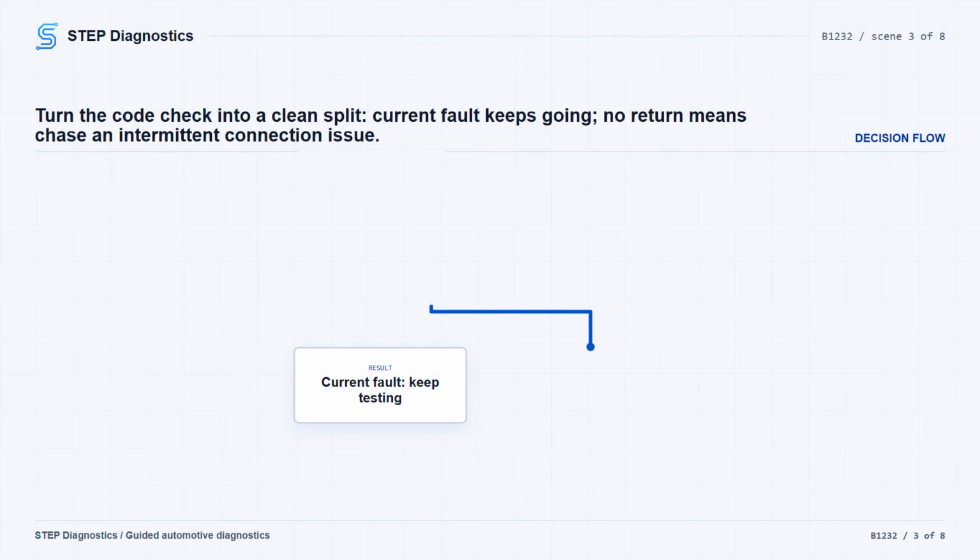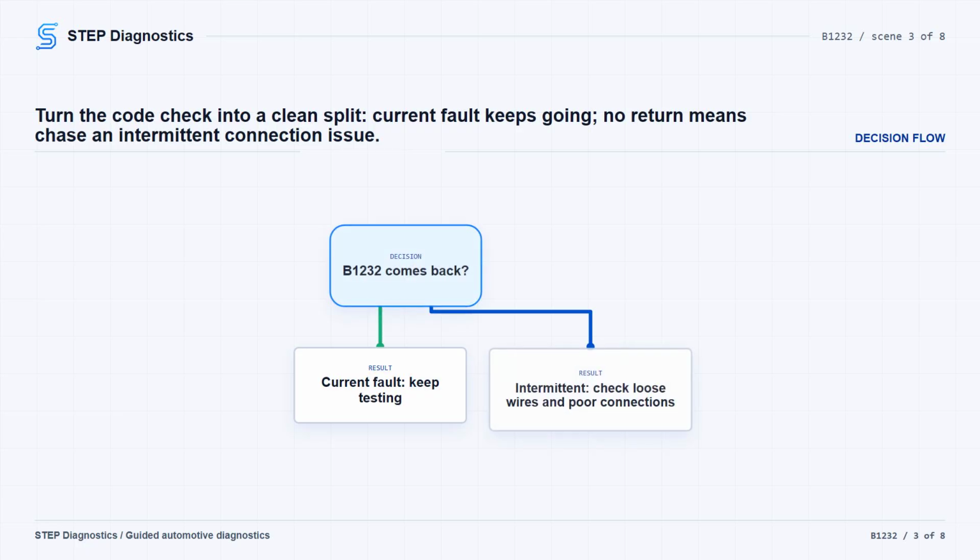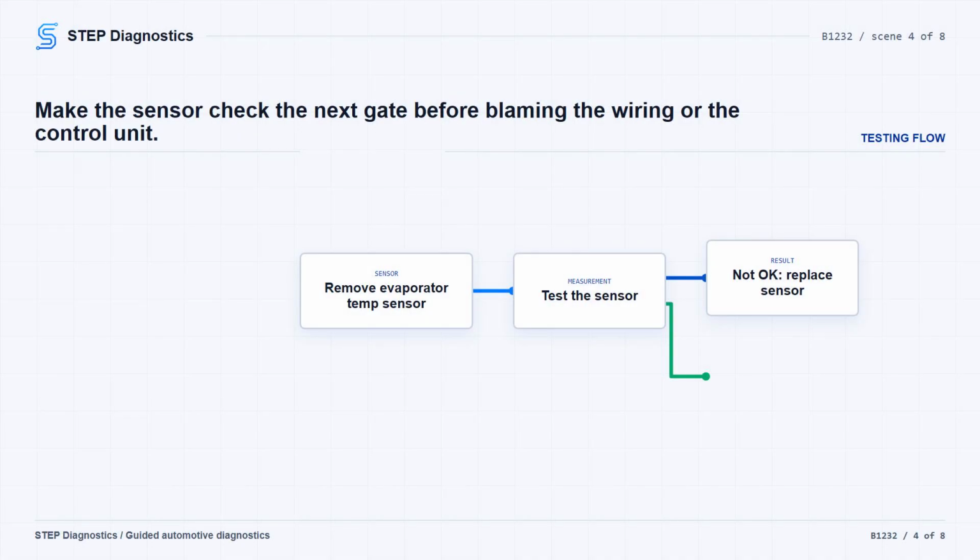If B1232, or the companion indication used in this same check, comes right back, keep going with the circuit diagnosis. If it does not come back, treat it as an intermittent failure. At that point, focus on loose wires or poor connections in the evaporator temperature sensor circuit before you tear deeper into the system. Next, turn the ignition switch to lock 0.